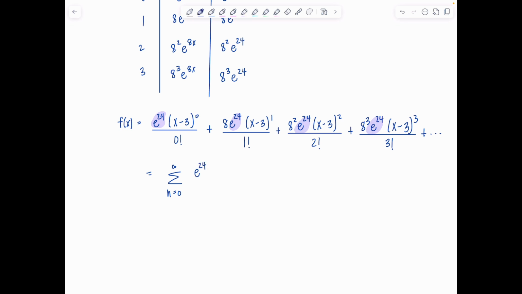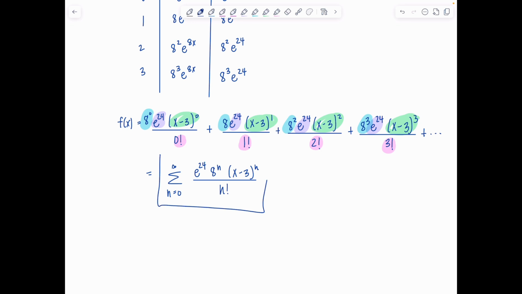Then notice we have technically 8 to the 0, right? 8 to the 0, 8 to the first, 8 squared, 8 cubed. So we've got 8 to the n. Then we have x minus 3 to the n. Do you see that part? X minus 3 to the n. And then we have good old n factorial in the denominator. That's the last piece of the puzzle.